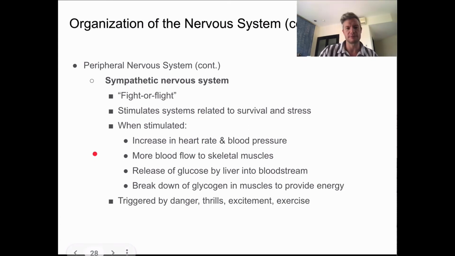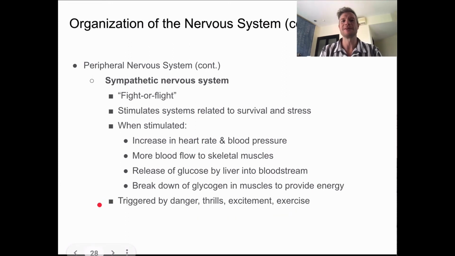increases the heart rate, gets blood pressure up, more blood flow to muscles, there's more energy released by the liver, so more blood glucose, and we break down glycogen in muscles for energy there as well. So it's triggered by danger, thrills, excitement, and exercise.